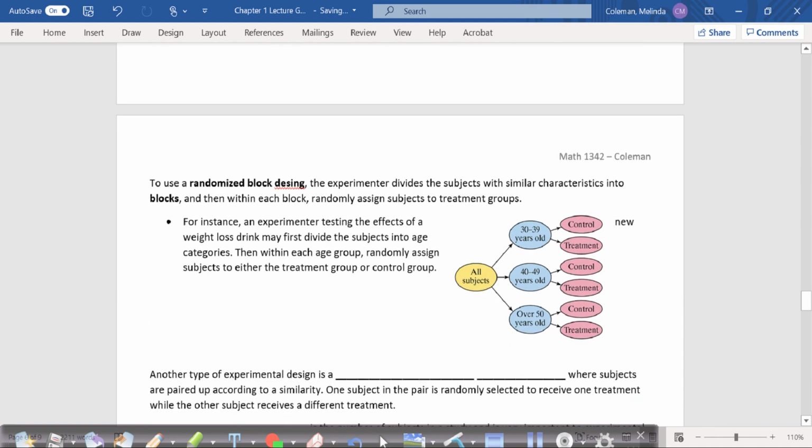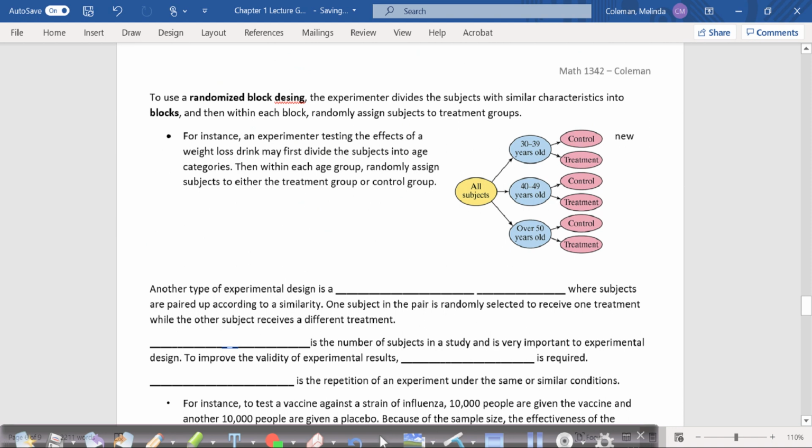So to use a randomized block design, the experimenter divides the subjects with similar characteristics into blocks, and then within each block randomly assigns them to a treatment group. So for instance, an experimenter testing the effects of a weight loss drink may divide the subjects into age categories. Then within each age group, they randomly assign which people are in the control group, which people are in the treatment group. So this will allow us to have 3 different age groups. And within those 3 different age groups, we now have a control and a treatment group for each one.